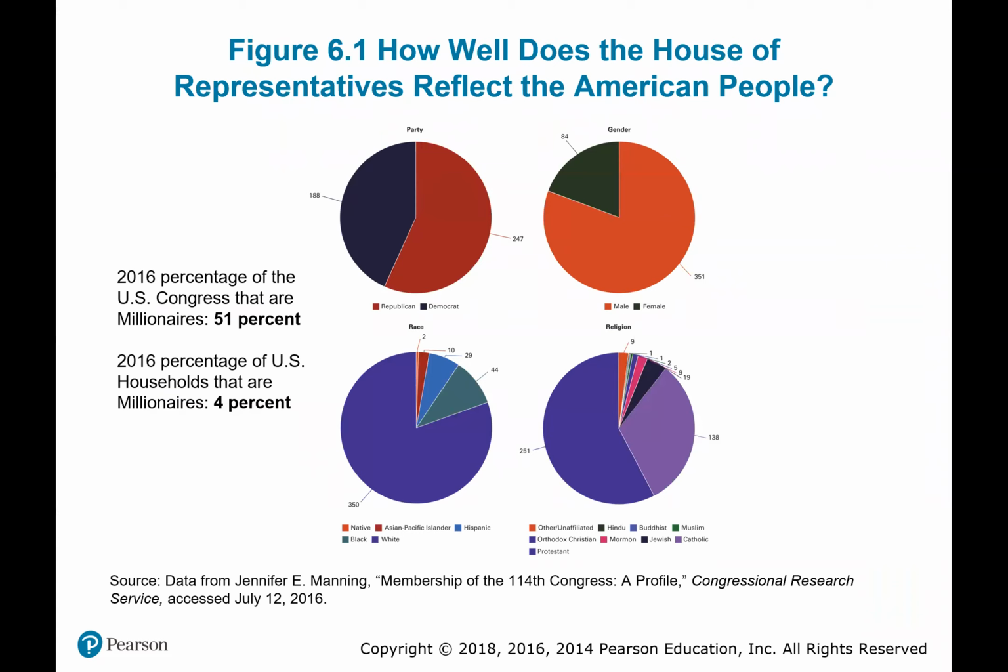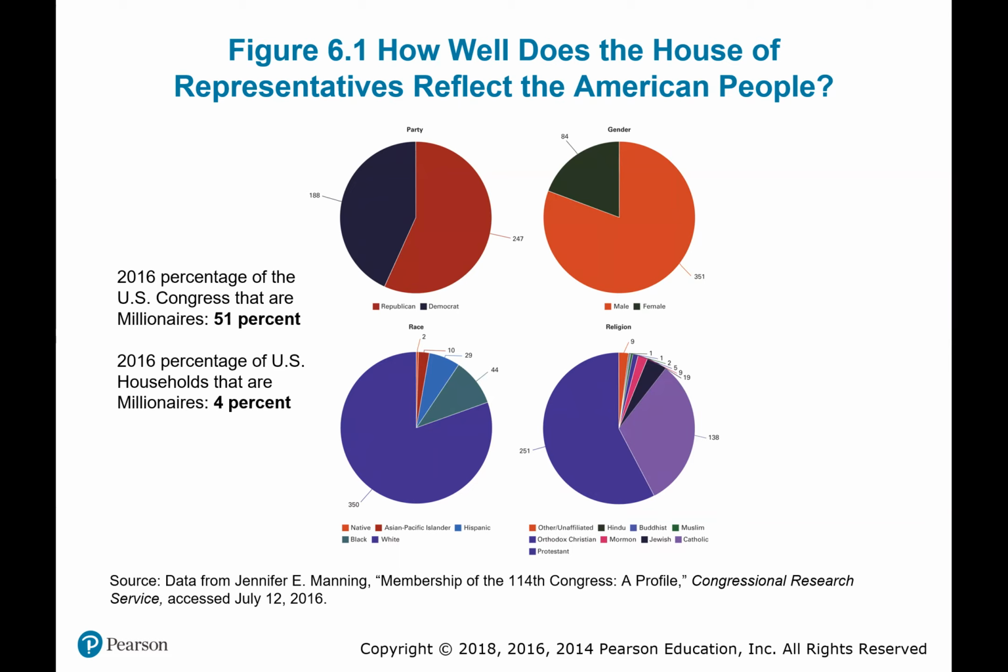So how well does the House of Representatives reflect the American people? Now, this is old, and I apologize for that. I couldn't find an updated graph, but this is from 2016. Obviously, this has changed. In 2018, the majority became Democrat. And in 2020, it's still majority Democrat, albeit a few seats more for the Republicans.